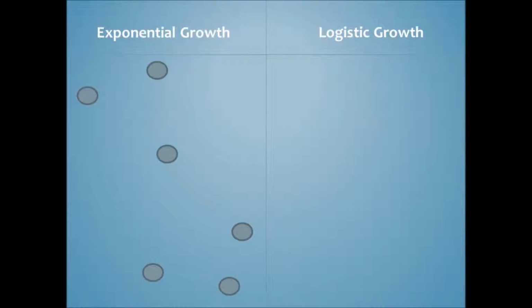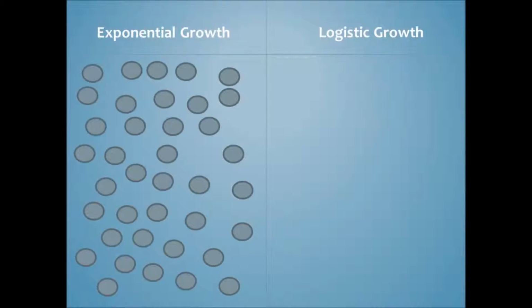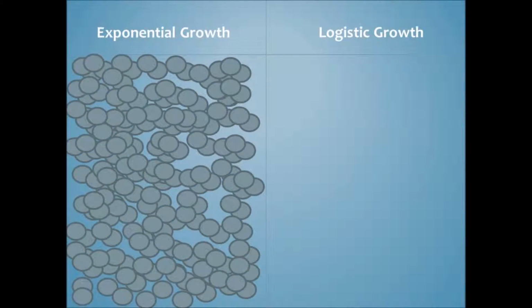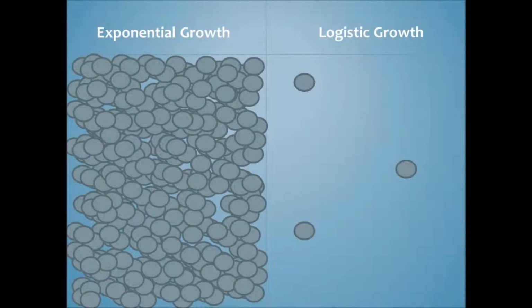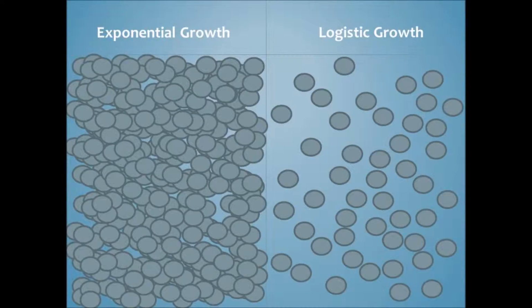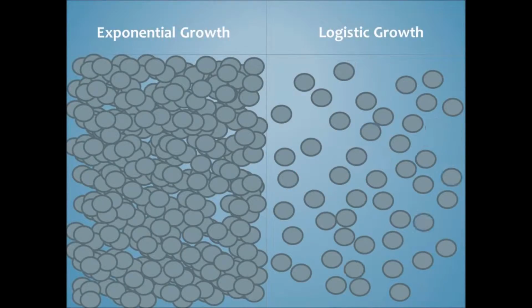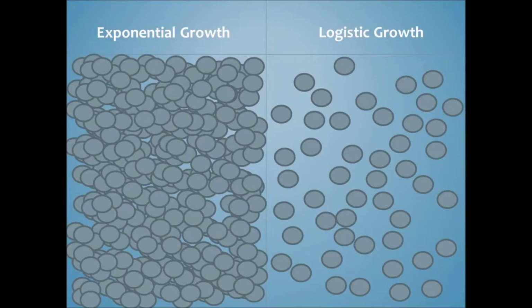This is now just a quick example of what happens in exponential growth versus what happens in logistic growth. It has just reached its carrying capacity, which means that it will now not grow much bigger in size, and it will just change in population.